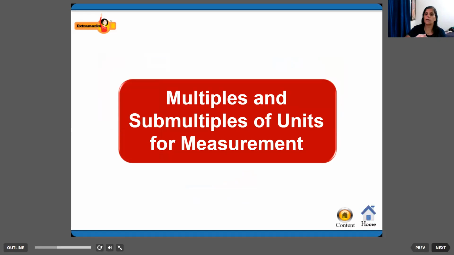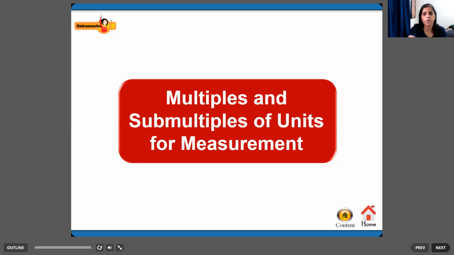Multiples and submultiples of units for measurement. Just now I said that 1 meter is equal to 100 centimeter. Clear? And 1 centimeter is equal to 10 millimeter. So we can convert the meter to the centimeter and then centimeter to the millimeter. Now, multiples and submultiples of units for measurement.